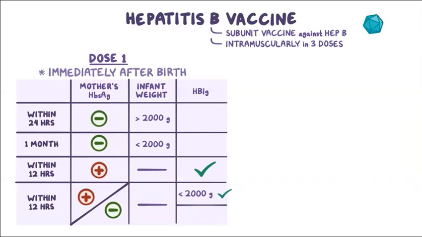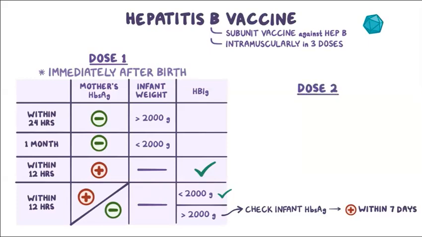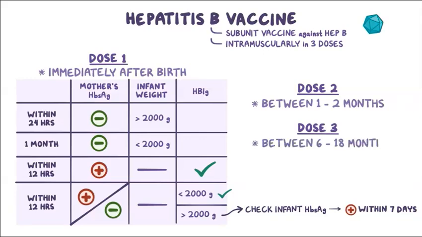But if the infant weighs more than 2,000 grams, we go on to check for HBsAg, and if it's positive, we then administer a dose of HBIg within 7 days. In all cases, the second dose is given between 1 and 2 months of age, and the third dose is given between 6 and 18 months.